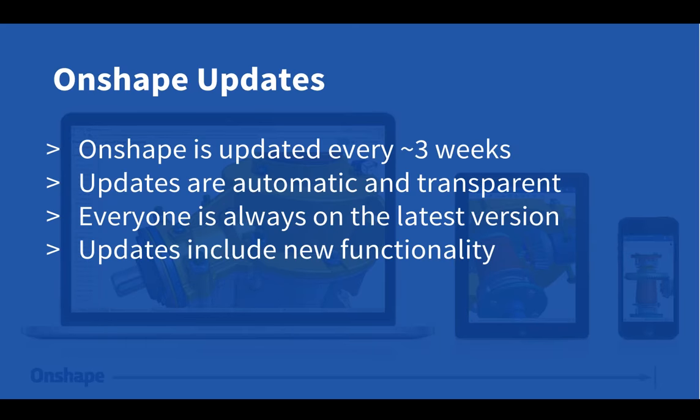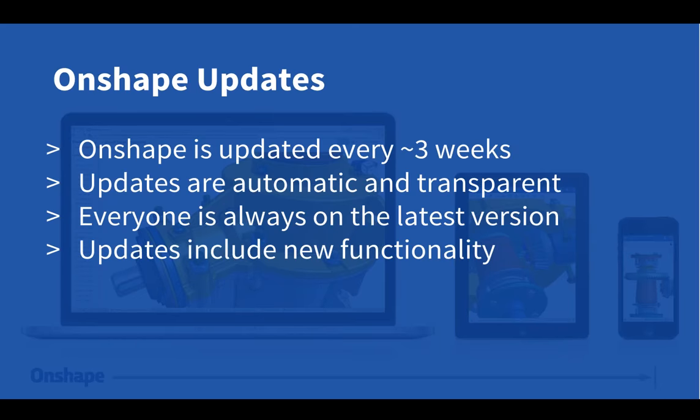The other thing to consider with that process, the automatic and transparent updates, is that everyone is always on the latest version. You never have a version discrepancy. Because the versions are managed internally, you can ensure that everyone using Onshape is always on the latest version. And that's a key difference with us compared to a traditional CAD system where you might have several different versions and you can't send a file to someone because of a version discrepancy. So with Onshape, everyone's always on the latest version. And again, these updates include new functionality, which is, of course, what we're talking about here today.